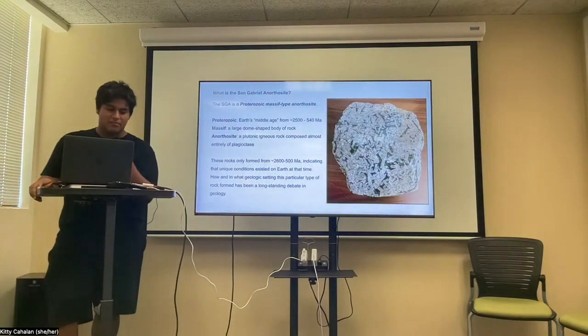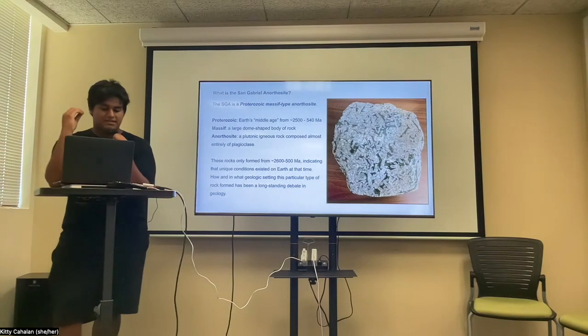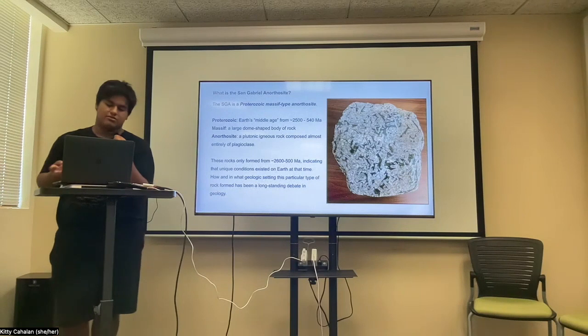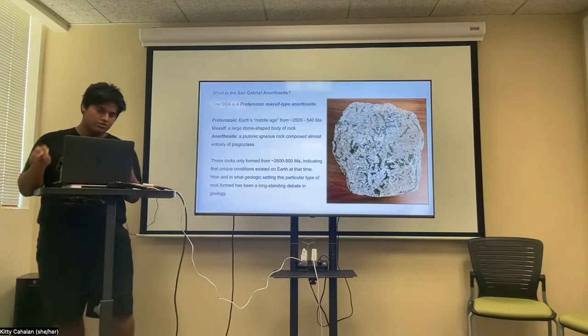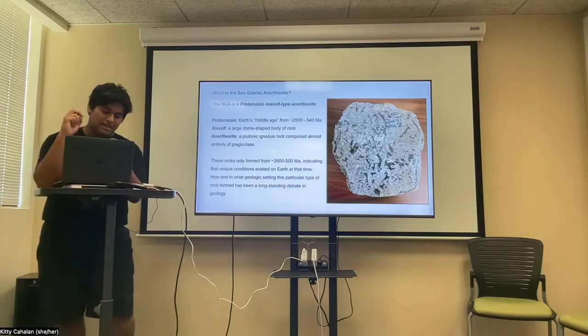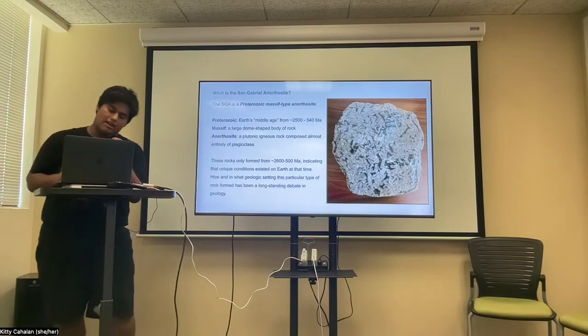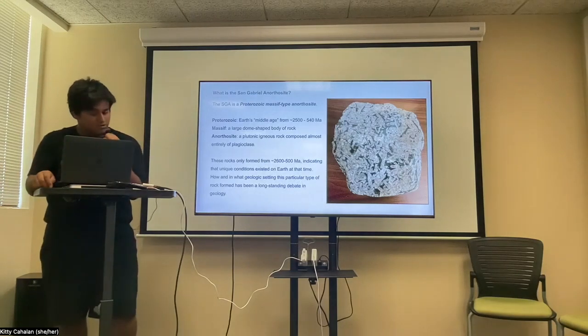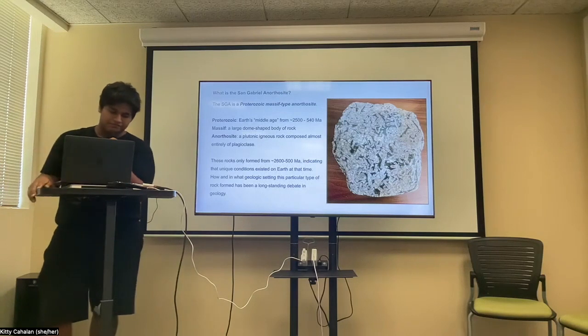So what is the San Gabriel anorthosite? Well, it's a Proterozoic massif-type anorthosite, which sounds confusing, so let me quickly explain those words. The Proterozoic is Earth's middle age, from 2,500 to 540 million years ago. A massif is a large dome-shaped body of rock, and an anorthosite is a plutonic igneous rock composed almost entirely of plagioclase. In this image, the plagioclase is the gray and blue, which is mostly what this rock is made out of.